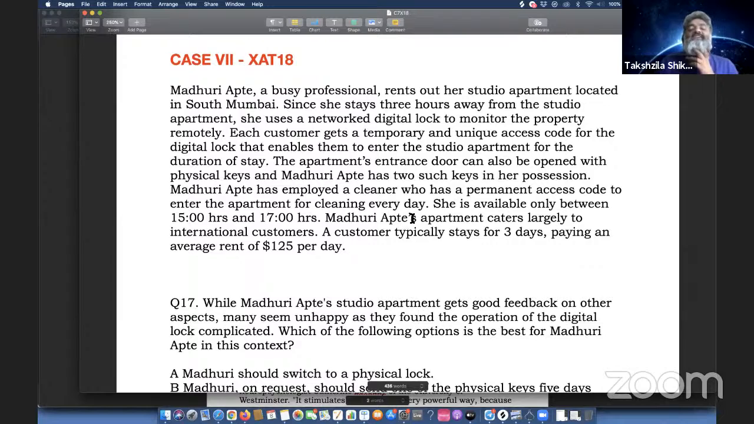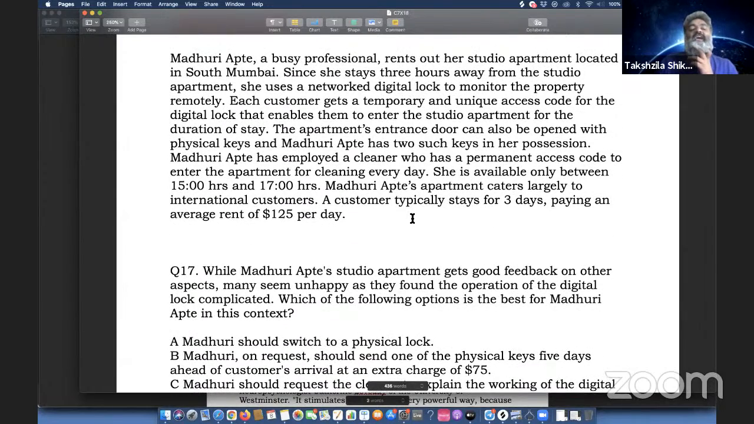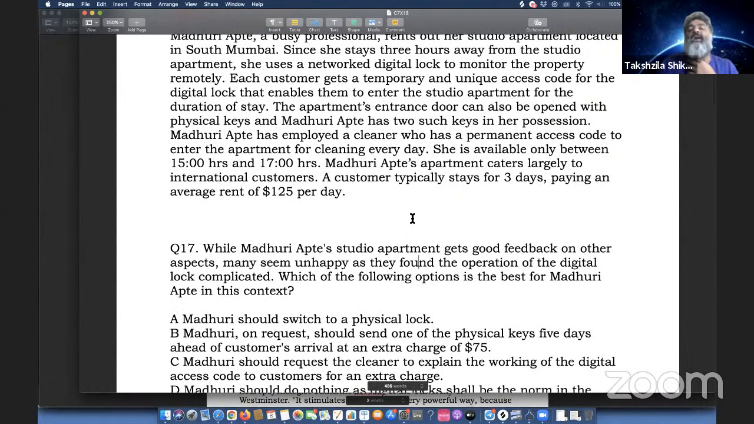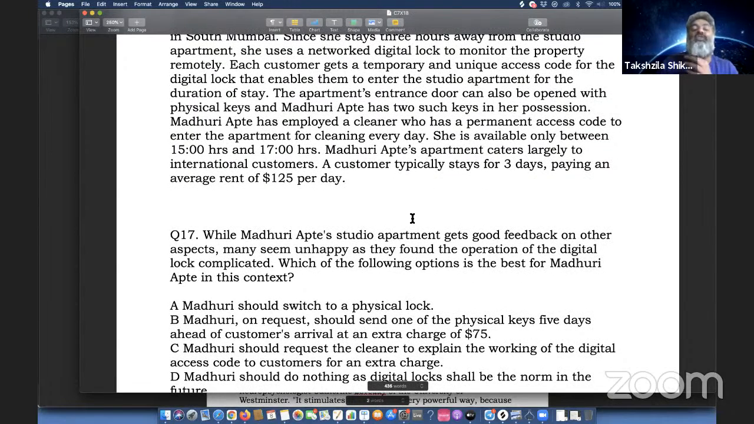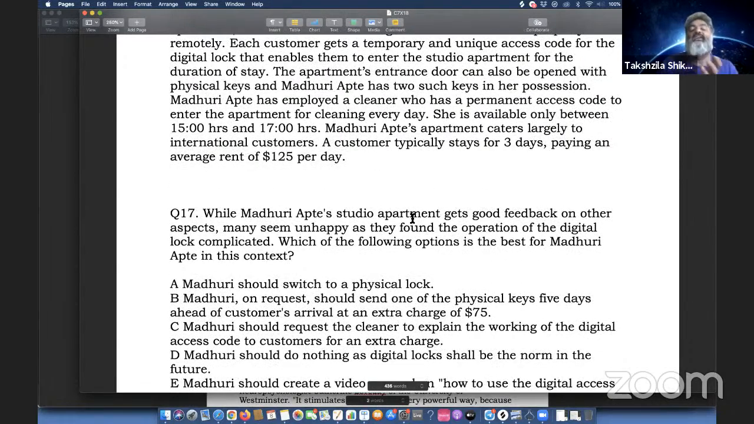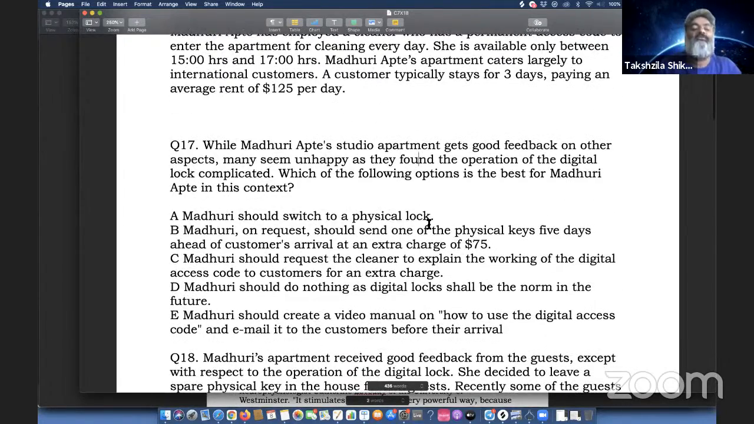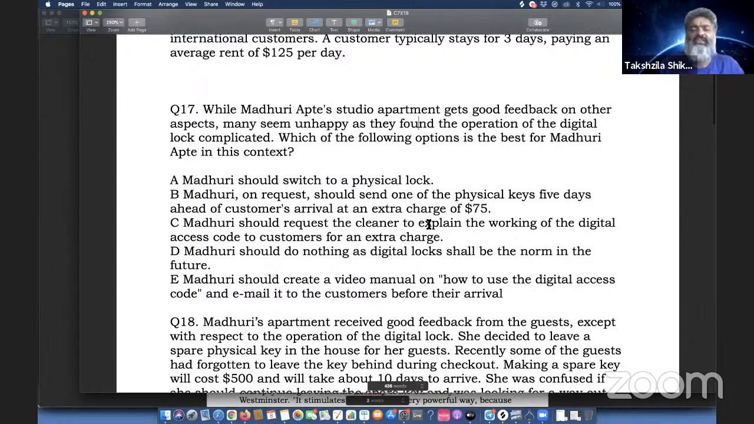The cleaner is available only between 1500 and 1700 hours. I think 1500 means 3 p.m. and 1700 means 5 p.m. Madhuri Apte's apartment caters largely to international customers. A customer typically stays for 3 days, paying an average rent of $125 per day. That means 3 days means around $375, $400 or so is the typical payoff that she gets for this 3 days of renting out. Okay, great. So the story is very, very easy.